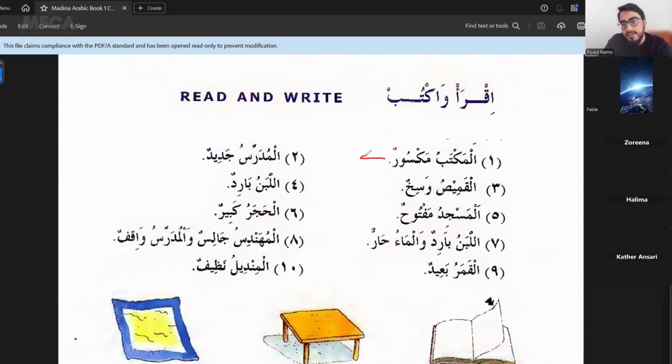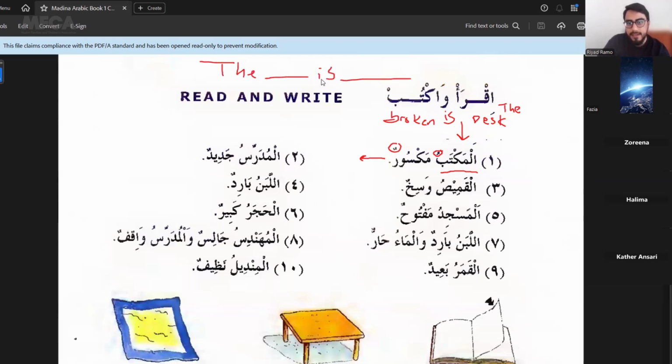Fazia, number 1, can you read and translate this? Bismillah. Al-maktabu maksurun. The mosque is open? No. What is maktabun? No, that's the desk. The desk is broken. Yes, good. The writing desk is broken. Al-maktabu, the desk, maksurun, is broken. So all of this right here is the blank is blank. The desk is broken.